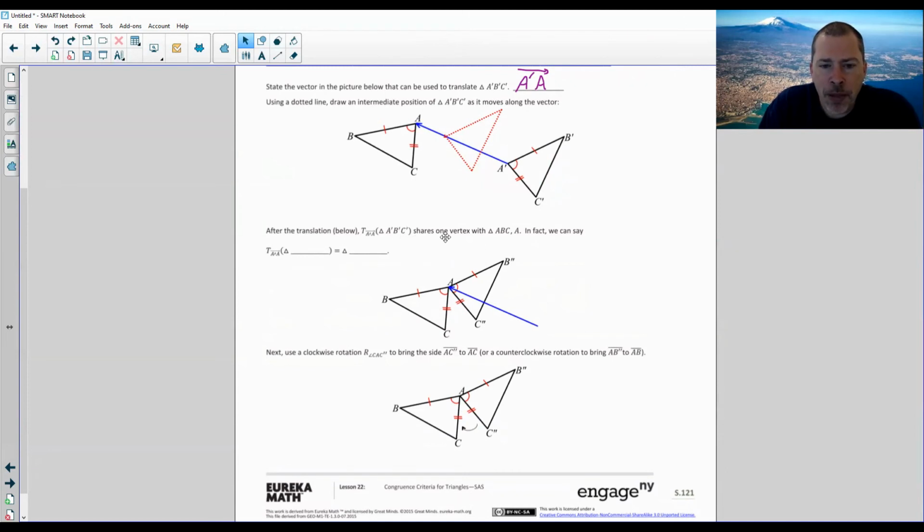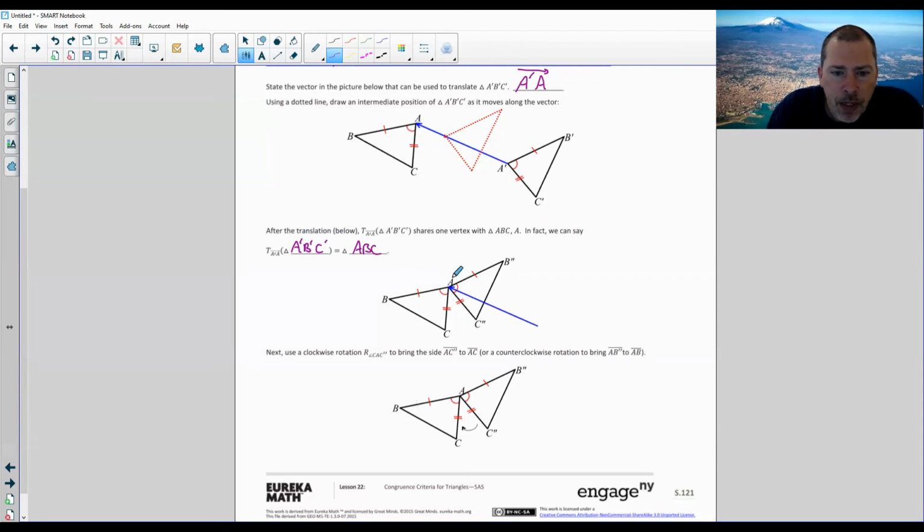triangle A prime, B prime, C prime shares one vertex with triangle ABC, and that is A. So as you can see, A prime came along this vector until it got to A. So now the point at this vertex is at this vertex. So now A prime and A are sharing this common point. That's what that is saying. So in fact, we can say that the transformation of A prime A of triangle, and we moved triangle A prime, B prime, C prime to triangle ABC.